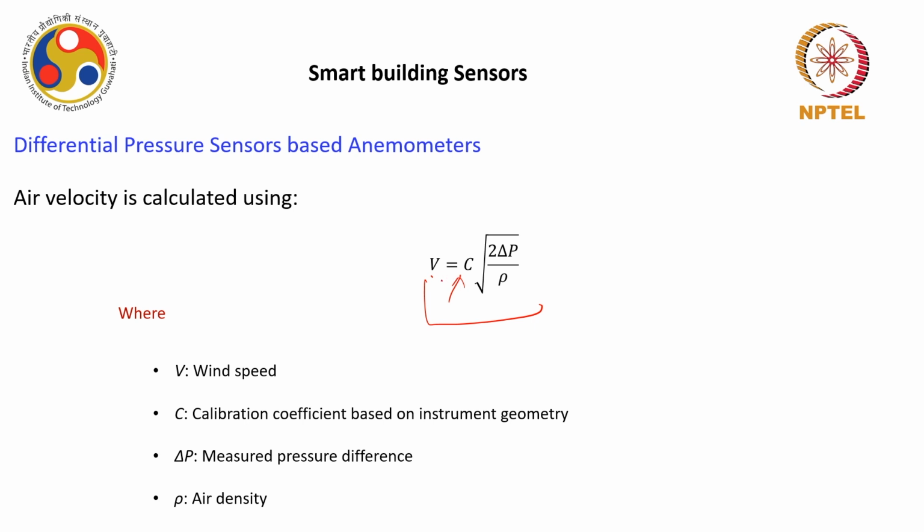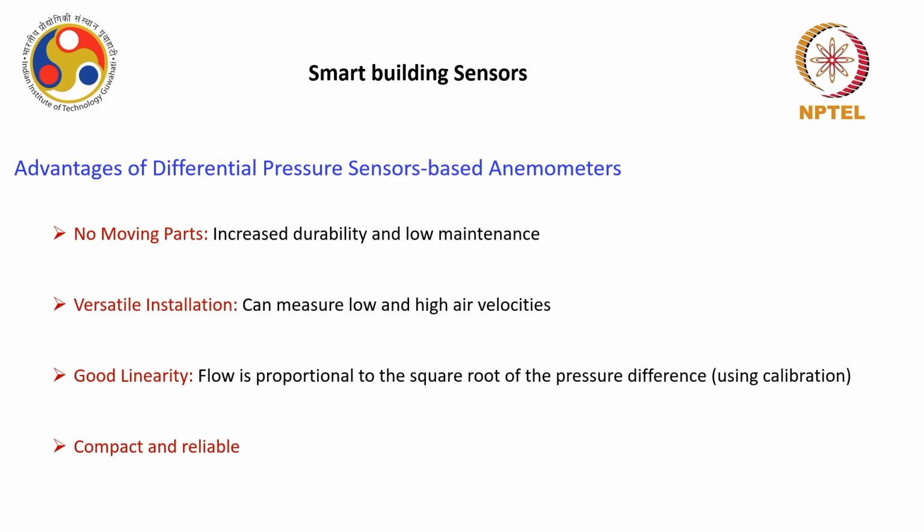V is equal to C root 2 delta P by rho, where delta P is the measured pressure difference and rho is the air density. By using this equation, differential pressure sensors can tell you about the wind speed. The advantages of differential pressure sensors are enormous, like it does not have any moving part, very similar to the ultrasonic sensor.